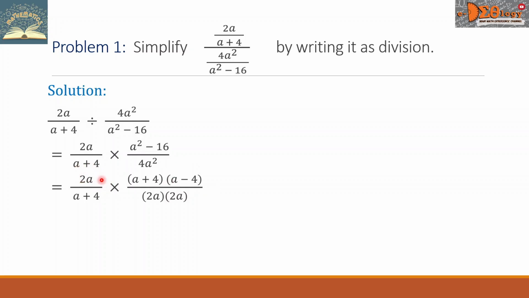Considering the 2a here, we can write 2a times 2a. Then let us cancel out 2a by this 2a. Also, a plus 4 is cancelled with a plus 4. Then we collect the remaining values. So we have a minus 4 all over 2a.